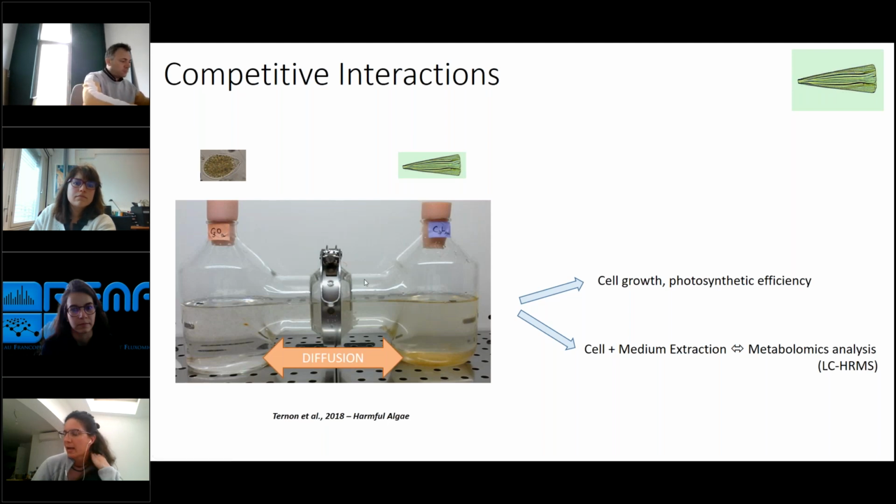As Marine presented earlier, it allows the diffusion of molecules between cells, and cell growth and photosynthesis again, and then at the very end of the experiment, we extract the medium and the cells, and perform metabolomics analysis by mass spectrometry.